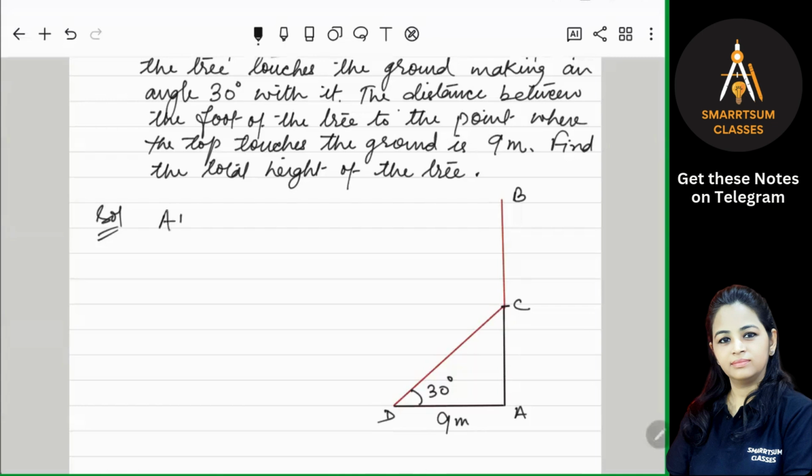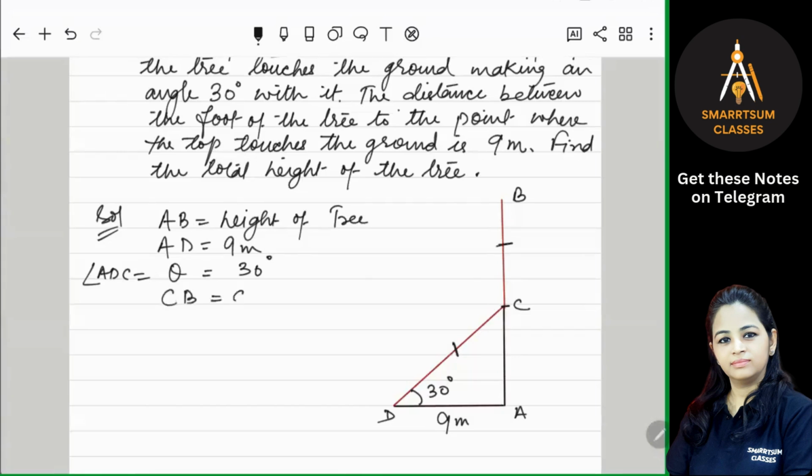So AB is the height of the tree. AD is 9 meters, theta is 30 degrees, meaning angle ADC is 30 degrees. Now, as we have seen, CB and CD are the same thing. So we can say CB and CD are equal. Is it clear?